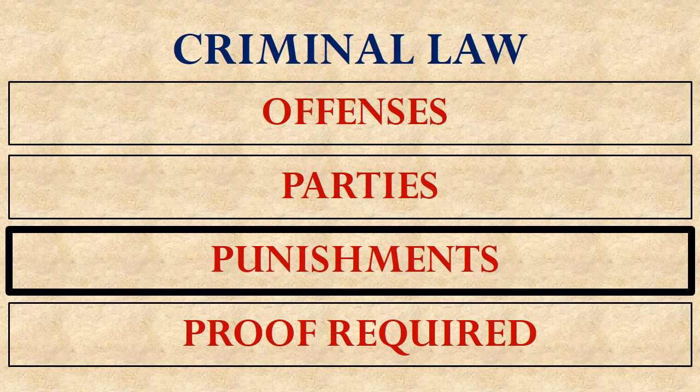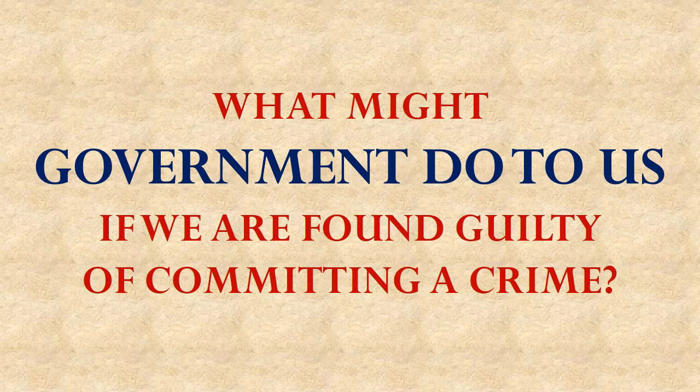The next aspect of criminal law to talk about is what punishments are available. Okay, so the offense is that you've broken a law. The parties involved are the prosecutor who's making the accusation that a law was broken, trying to convince the jury of that, and the defendant who says, no, no, no, I didn't break the law. Now, if the defendant loses, if the jury says that they're guilty, what punishments might the government inflict upon them? In other words, what can the government do to us if we are found guilty of committing a crime?